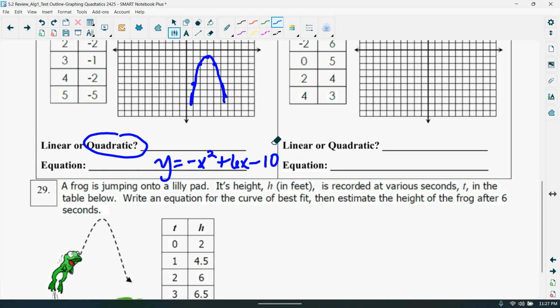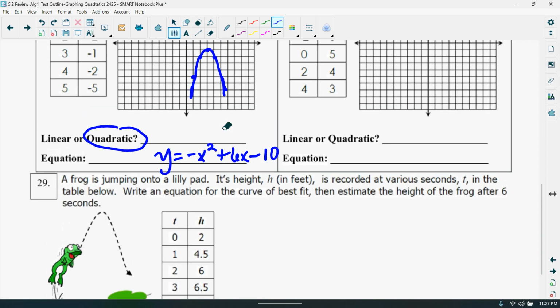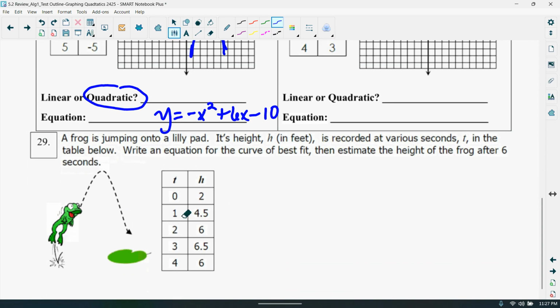Okay. So we want you to use that same process on an application problem, a scenario. Here they want you to write the equation of the curve of best fit. That's the same thing as the regression that we've been using. This means we're going to have to use our stat button to get to that. Let's make that a box.